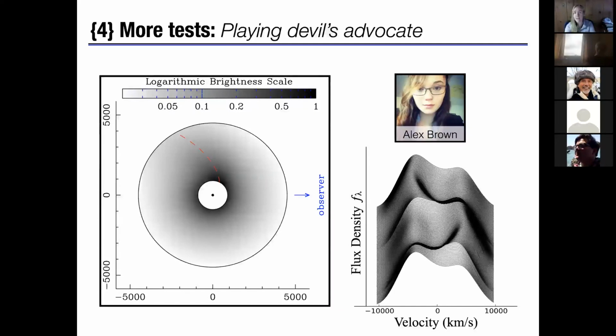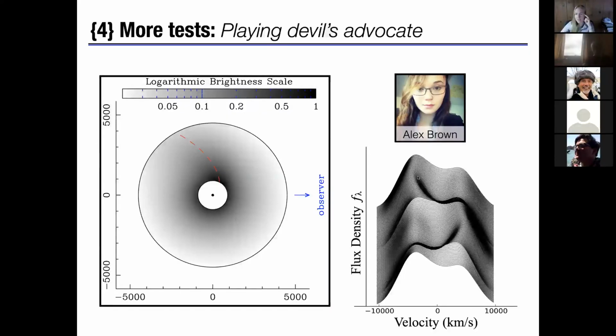Do you really even need to invoke a binary? So this is a model of a quasar broad-line region disk. You've got this sort of axisymmetric or asymmetric enhancement. Think about a spiral arm in a disk. And as this precesses around, it can make a peak in the emission line profile.